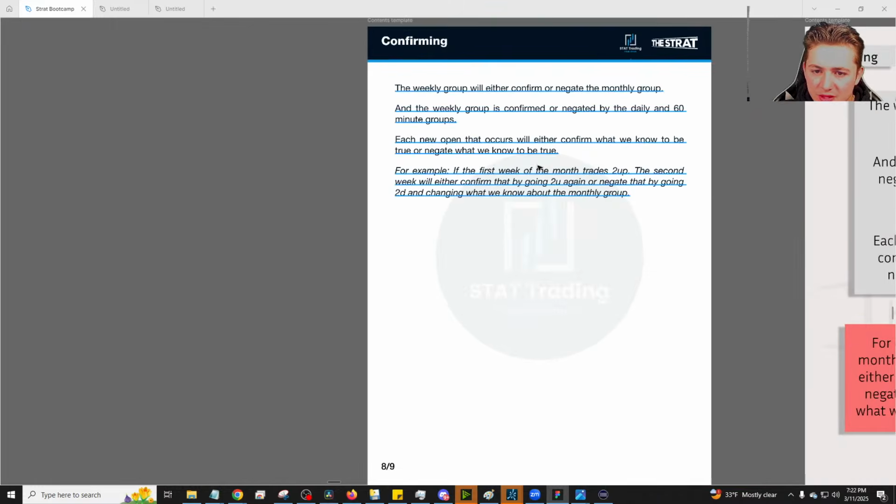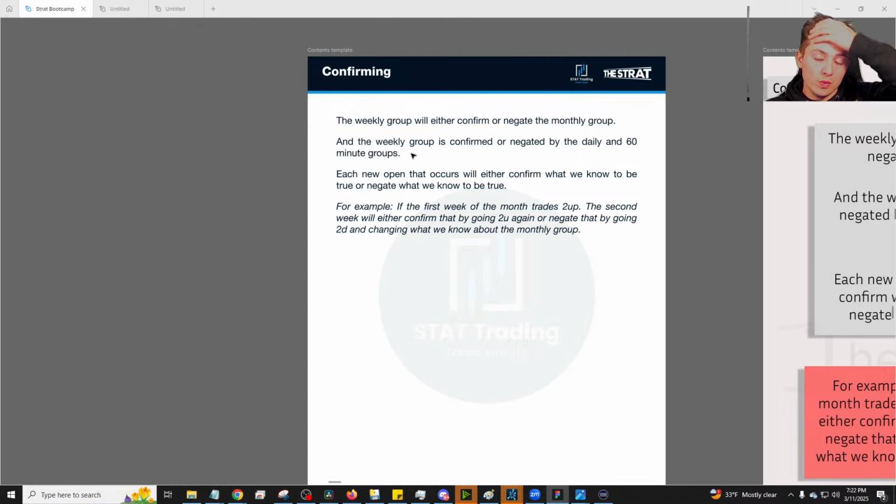Now, the last thing we're going to cover here. So the continuity will always confirm or negate itself. So during the month, you have 4 weeks. Each week will either confirm the month by giving the month and week control in the same direction or negate.